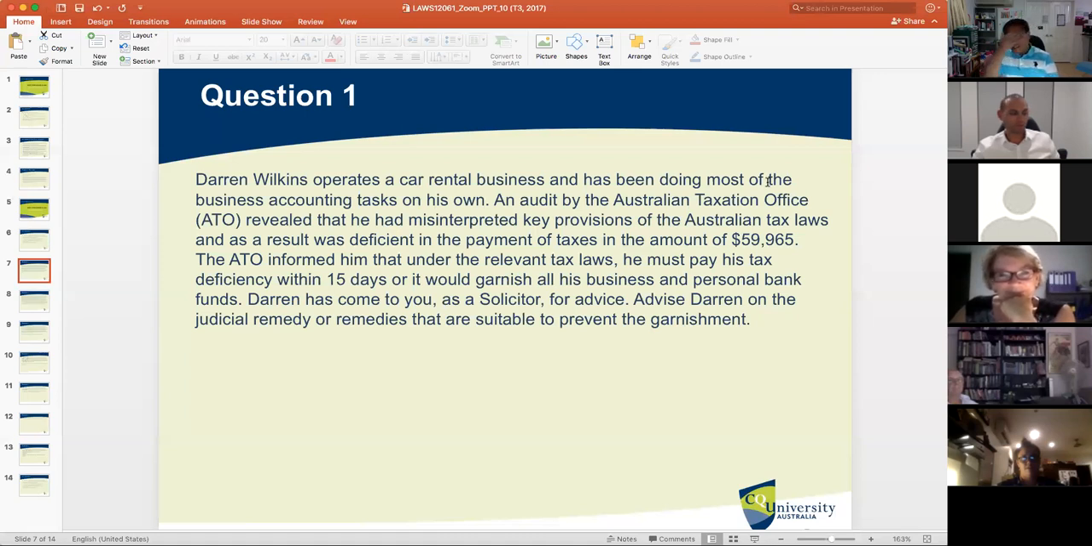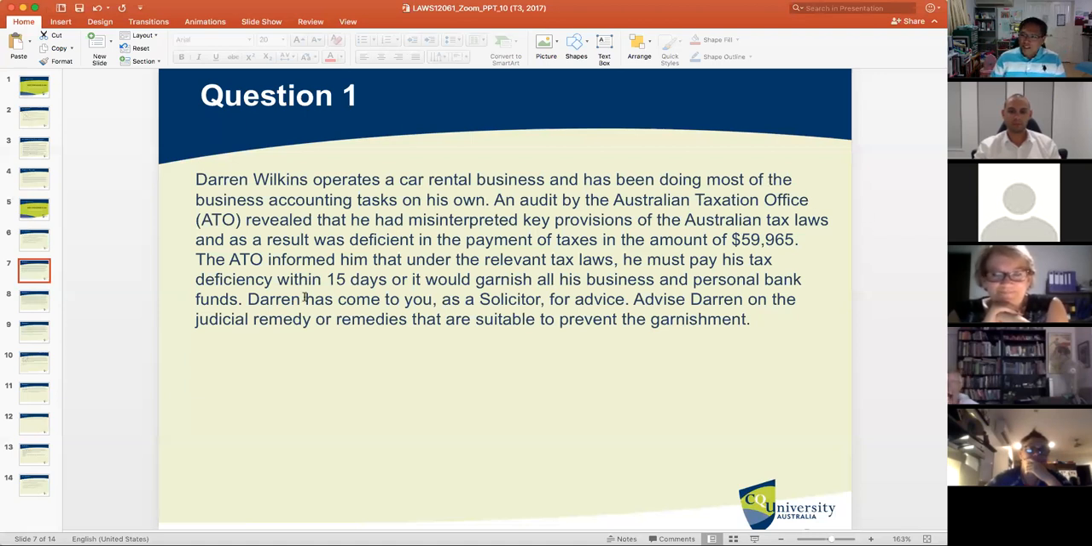Oh, the other thing you will notice, and this is probably something you will examine when you do corporations law, is that even his personal bank funds were to be garnished. We know that if a person has set up a proprietary limited company, then the company has a legal personality which is distinct from that of the shareholders. So it becomes a real question of whether the ATO can actually garnish the personal bank funds as well. That would have been one of the grounds for judicial review, because to garnish the personal bank funds would have been contrary to law, because that doesn't belong to the business of Darren Wilkins.